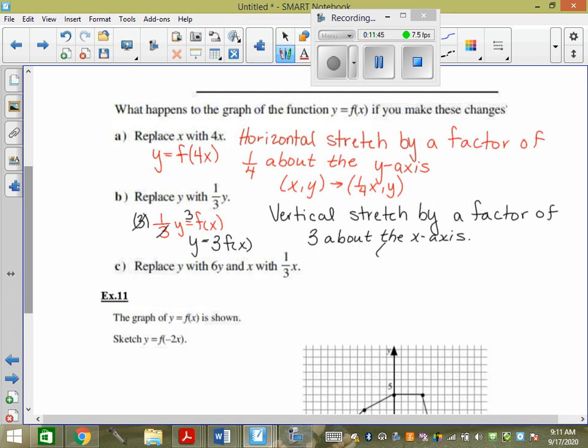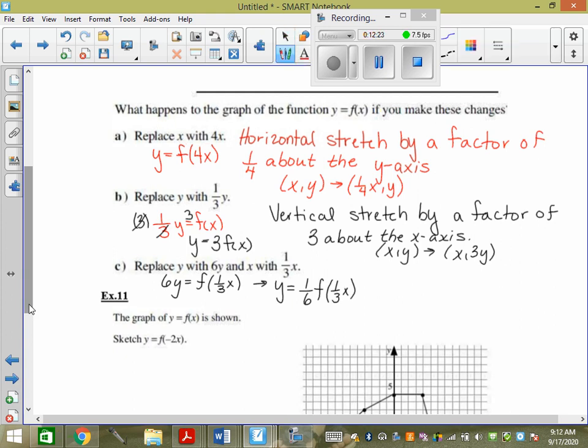And then we go xy becomes 3x. Ooh, that's on the y. Silly me. x, 3y. Because whatever number comes up in the words gets repeated in the mapping. Now replace y with 6y and x with 1/3 x. So we're going to get 6y equals f of 1/3 x. If I move that 6 over, I divide. So I'm going to get y equals 1/6 f of 1/3 x.